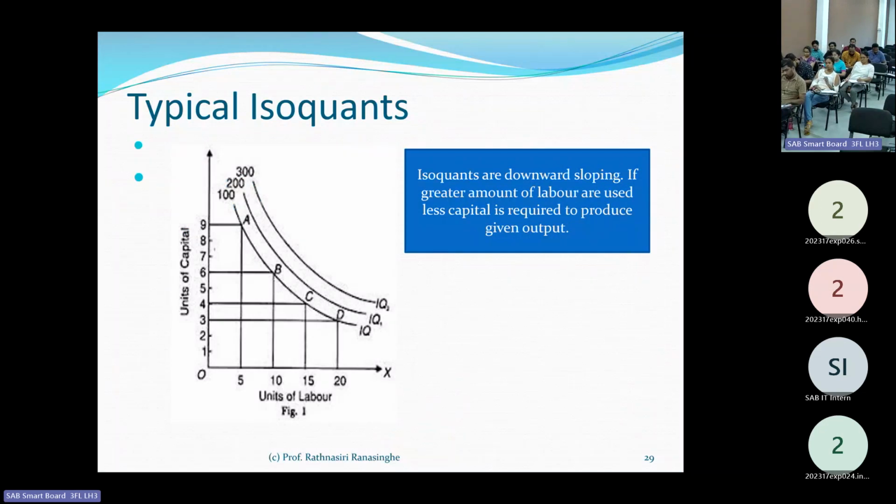Now, it is downward sloping. That means if a certain amount of labor is used, it is at the expense of capital.